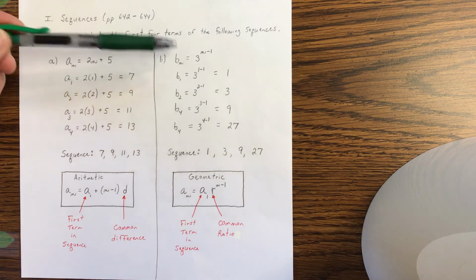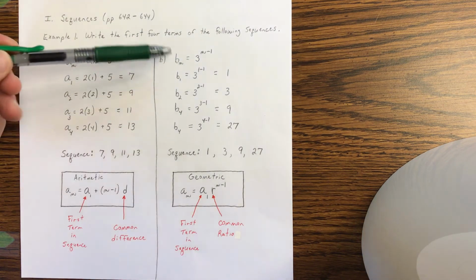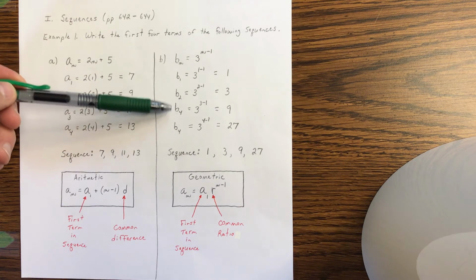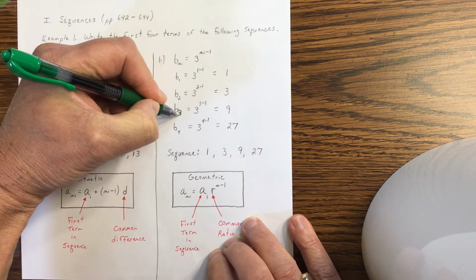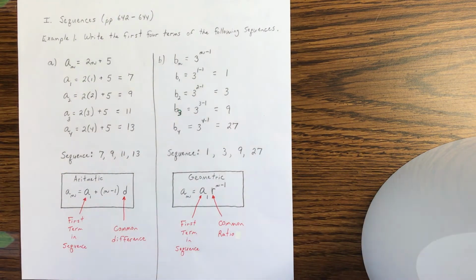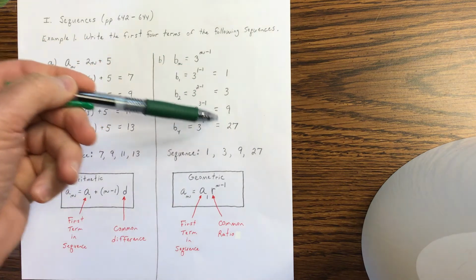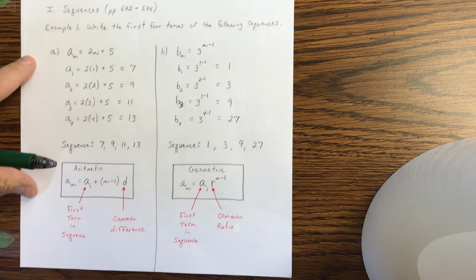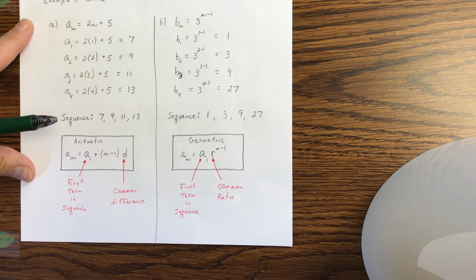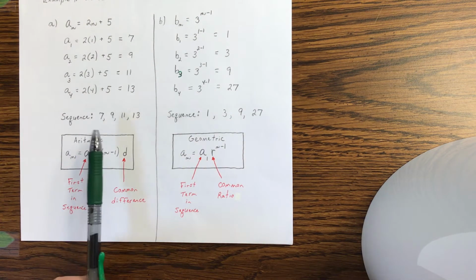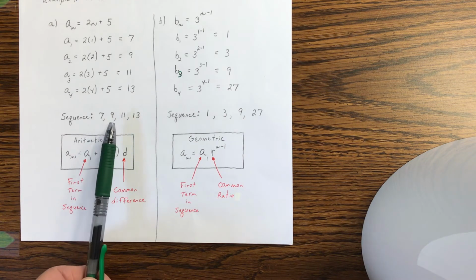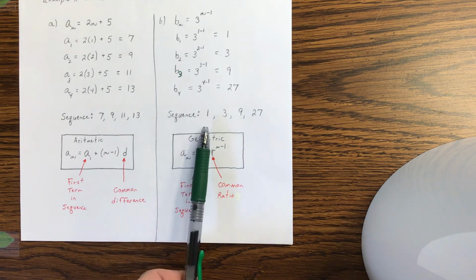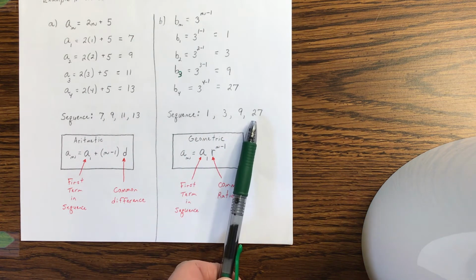Same thing over here. B sub n equals 3 raised to the n minus 1. Again, let n become 1, 2, 3, 4. Do your order of operations, and you get these first four terms. Now, there is a difference between these two sequences. The first one is an example of what we call an arithmetic sequence, 7, 9, 11, 13. And the one over here of 1, 3, 9, and 27, that's an example of a geometric sequence.